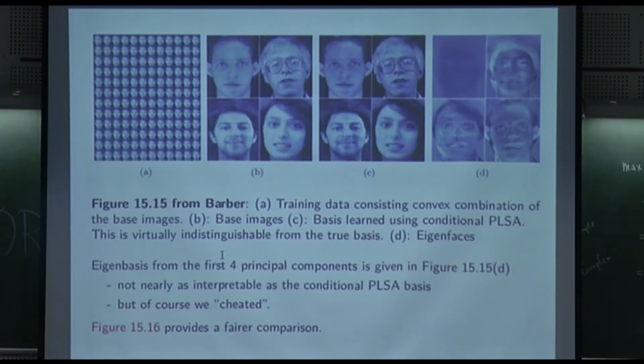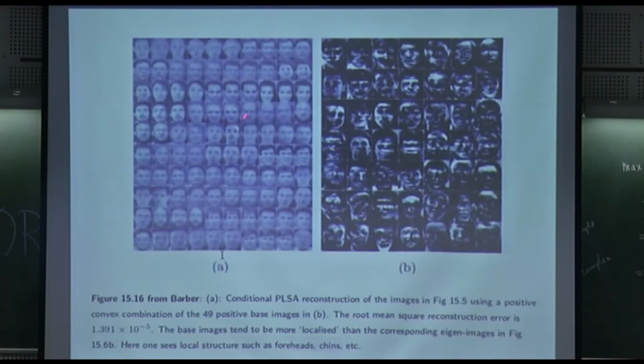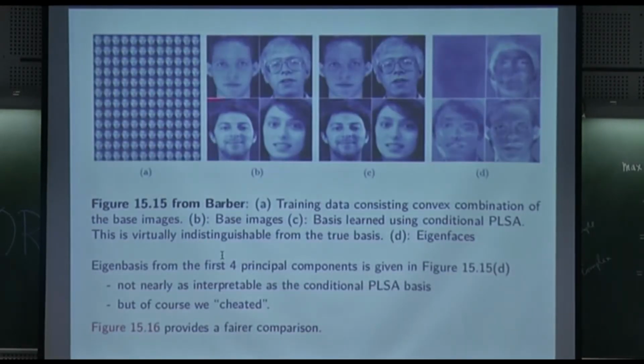So the point here is that what they wanted to show was that if you did this conditional PLSA, you end up getting faces that look very face-like, whereas if you do the eigen decomposition, you end up getting things which don't look face-like at all. The eigenbasis for the first 4 principal components is in D, but it's not nearly as interpretable as the conditional PLSA. But of course we cheated. The reason there was cheating going on was because this training data was generated using convex combinations of base images in this one, and therefore the fact that it recovered exactly those images is not as surprising.